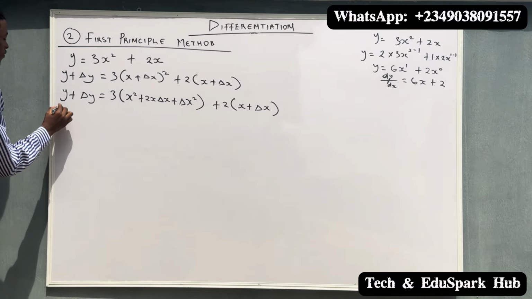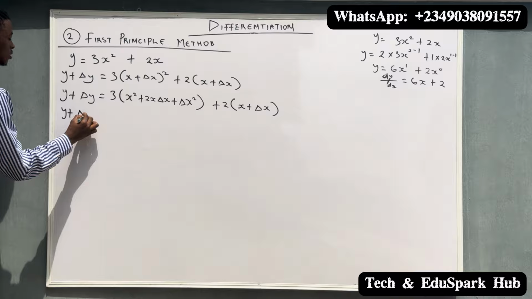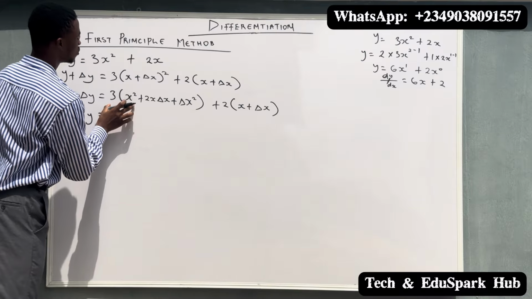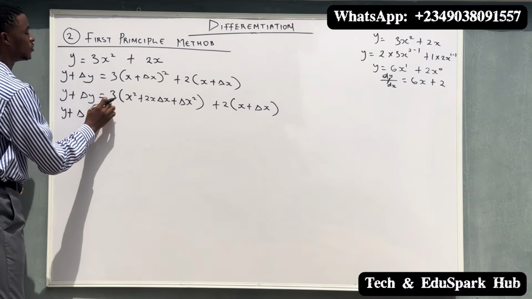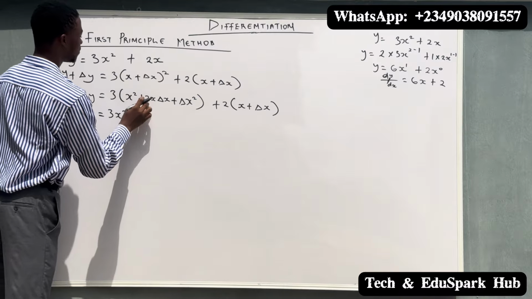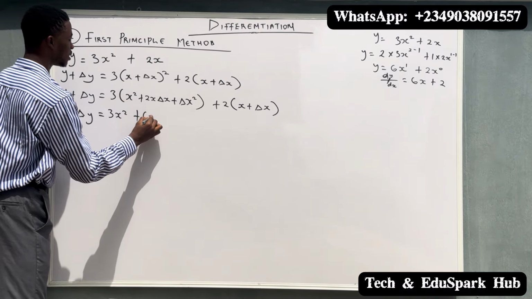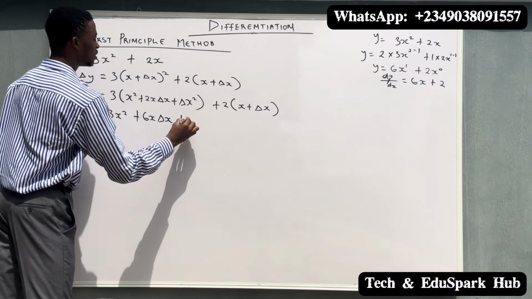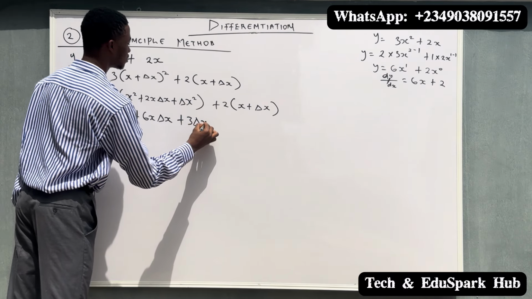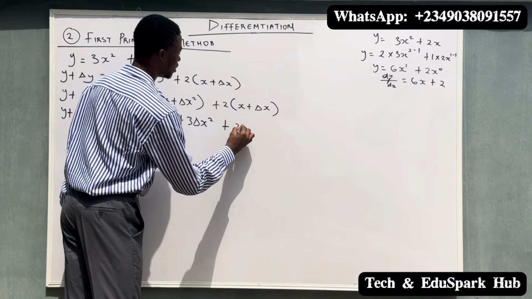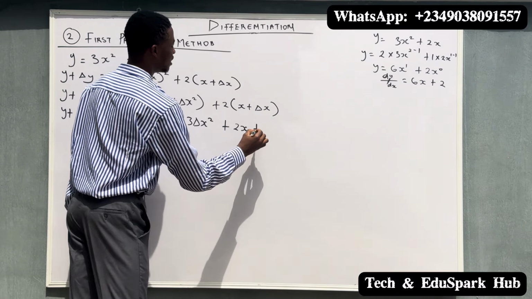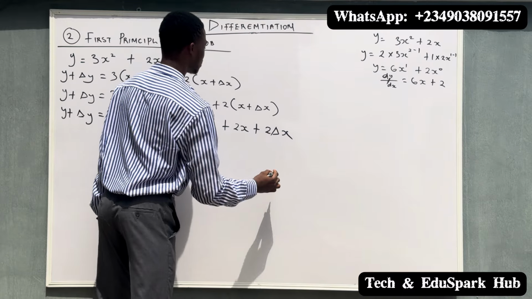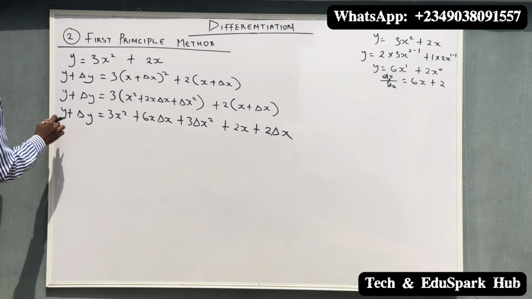So y plus change in y is equal to what? We expand this bracket also by multiplying 3 with everything in the bracket. 3 multiplied by x squared gives 3x squared, and 3 multiplied by 2x dx gives plus 6x change in x. 3 multiplied by change in x squared gives 3 change in x squared. And we expand this bracket too: 2 multiplied by x gives 2x, plus 2 multiplied by change in x gives 2 change in x.